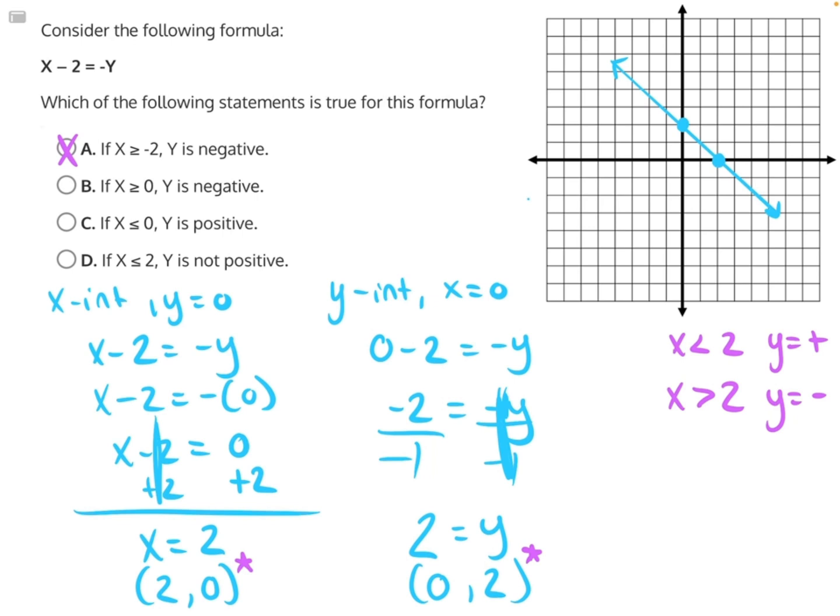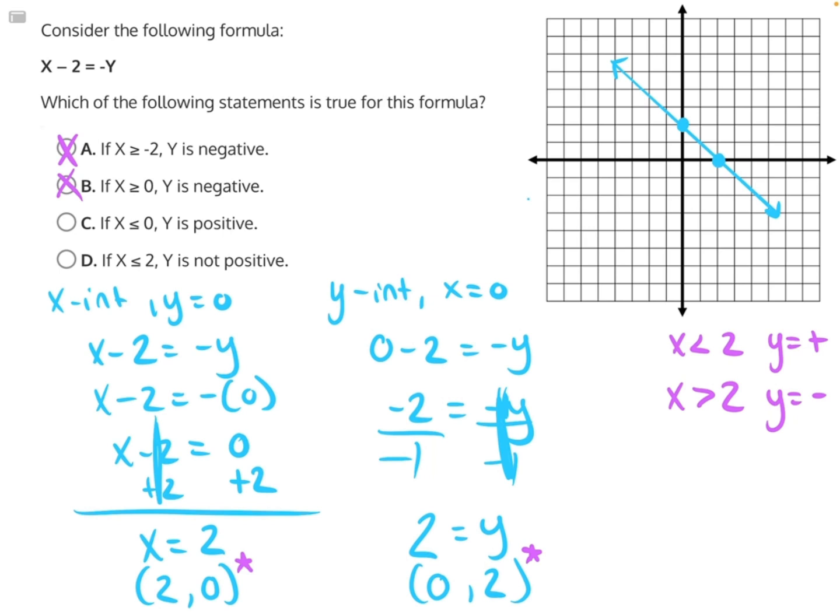B says if x is greater than or equal to 0, y is negative. So let's take a look. All of the values greater than, some of these are positive, again, making the answer incorrect. The only negative values are once we cross the x-axis, making this incorrect.